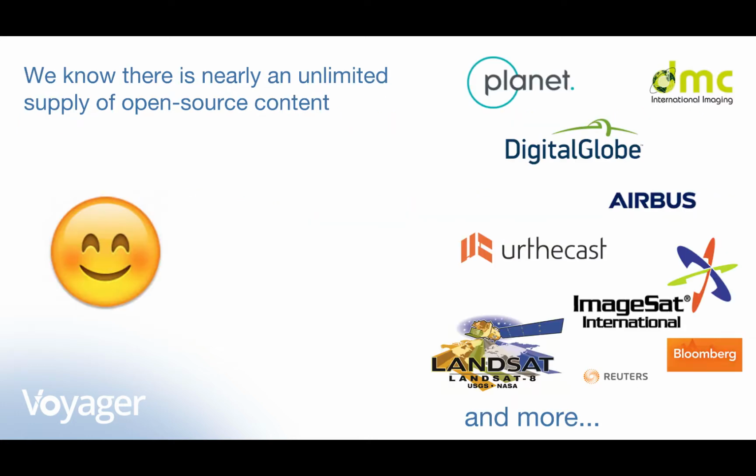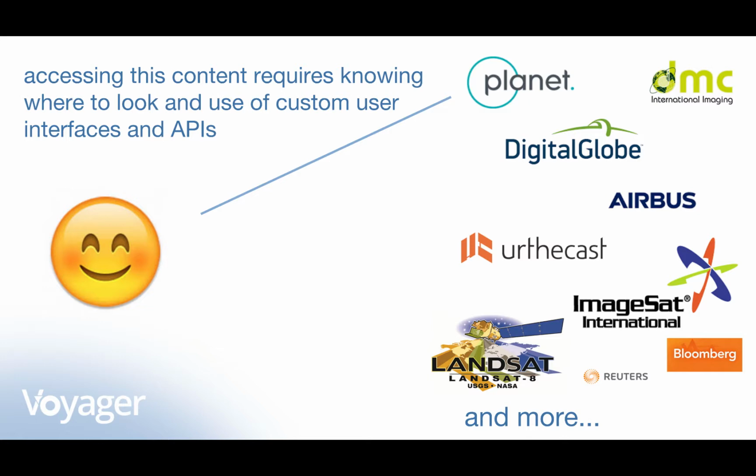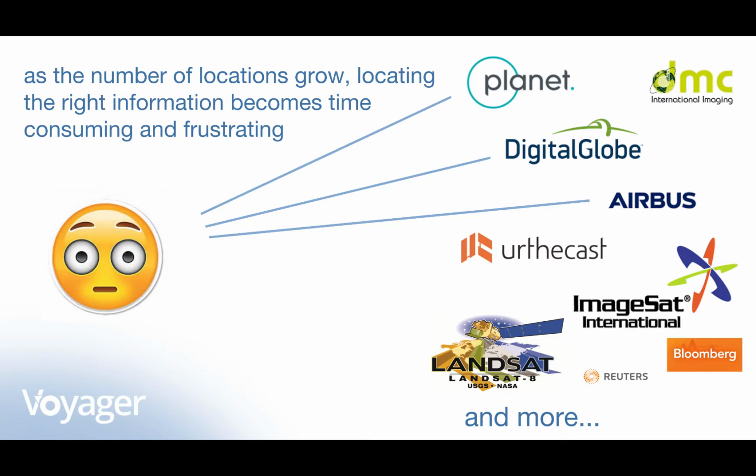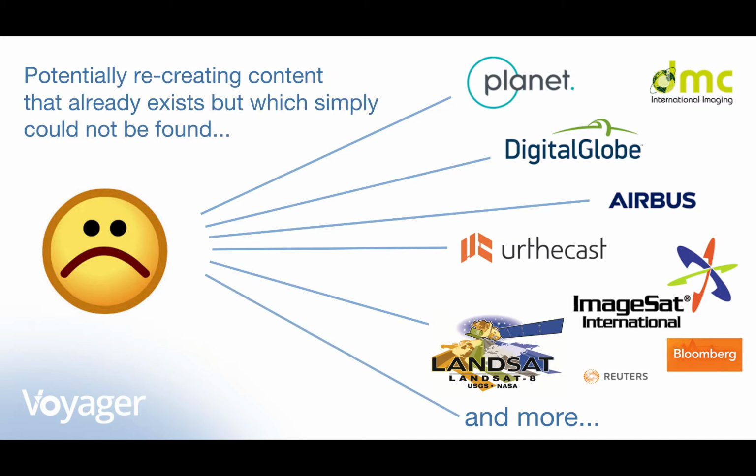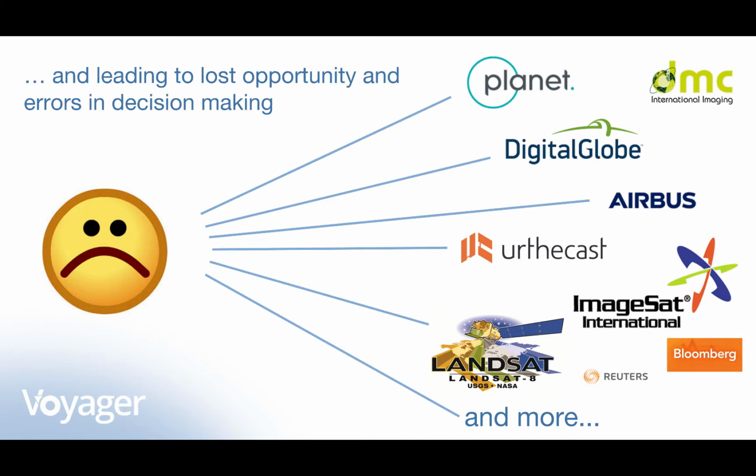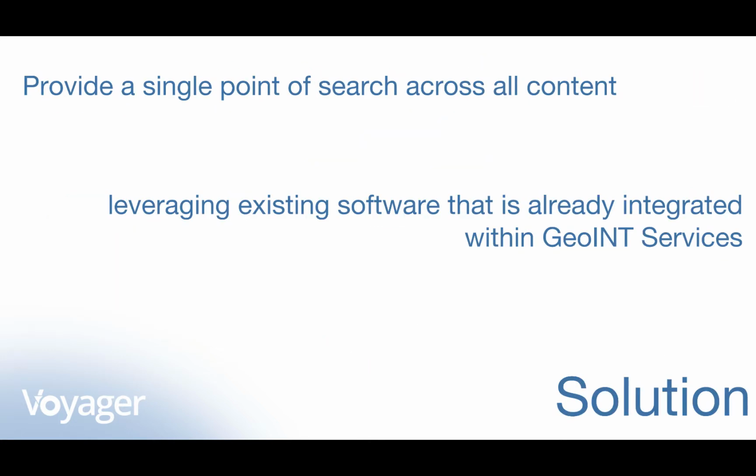We know that there's nearly an unlimited supply of open source content, yet accessing this content requires knowing where to look, which locations contain the content, and the use of custom user interfaces and APIs. As the number of these locations grows, locating the right information becomes very time-consuming and frustrating, as you have to learn more user interfaces and search more sites. At some point, people simply stop searching. This causes them to potentially recreate content that already exists, but which simply cannot be found. And this also leads to loss of opportunity and errors in decision making.